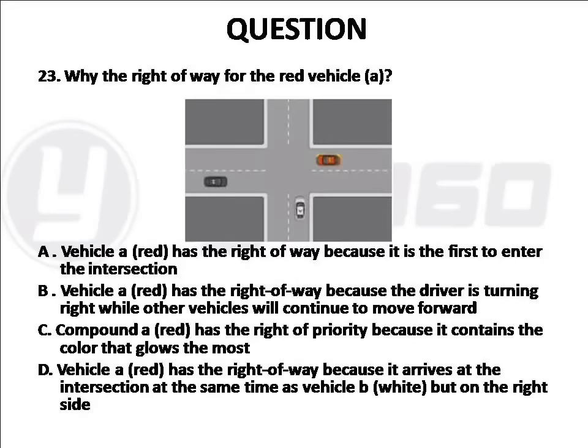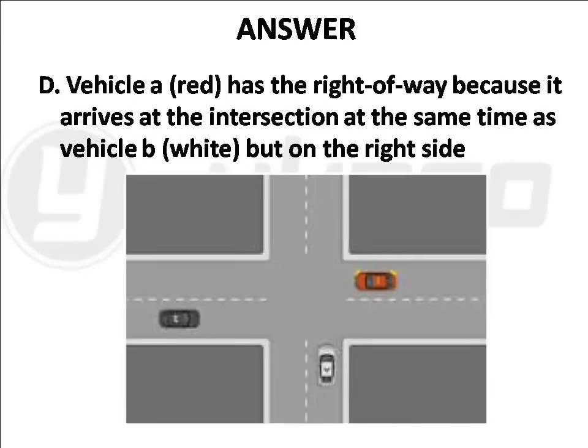Question number 23. Why the right of way for the red vehicle? Options are A. Vehicle A, red, has the right of way because it is the first to enter the intersection. B. Vehicle A, red, has the right of way because the driver is turning right while other vehicles will continue to move forward. C. Vehicle A, red, has the right of priority because it contains the color that glows the most. D. Vehicle A, red, has the right of way because it arrives at the intersection at the same time as vehicle B, white, but on the right side. Answer is option D. Vehicle A, red, has the right of way because it arrives at the intersection at the same time as vehicle B, white, but on the right side.